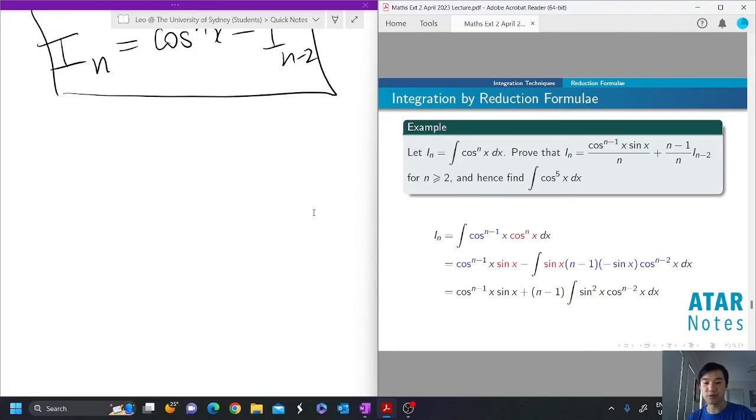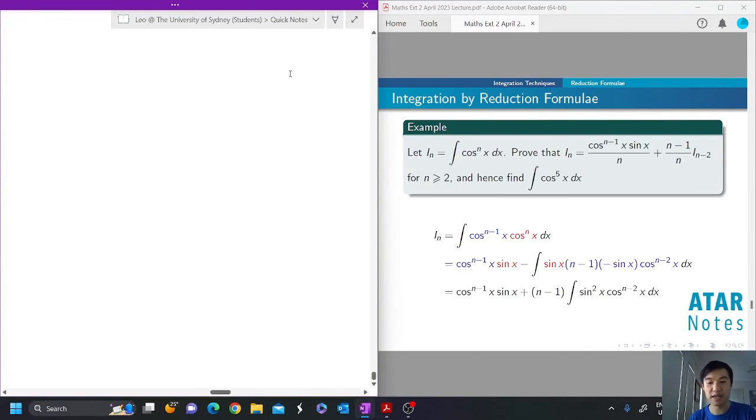So here's an example. Let's say I_n is equal to the integral of cos x to the power of n. You can prove that the result of that is equal to cos^(n-1) x times sine x over n, plus (n-1)/n times I_(n-2). And hence, using this reduction formula, you can easily find the integral of cos x to the power of 5. There was a typo here, so be careful.